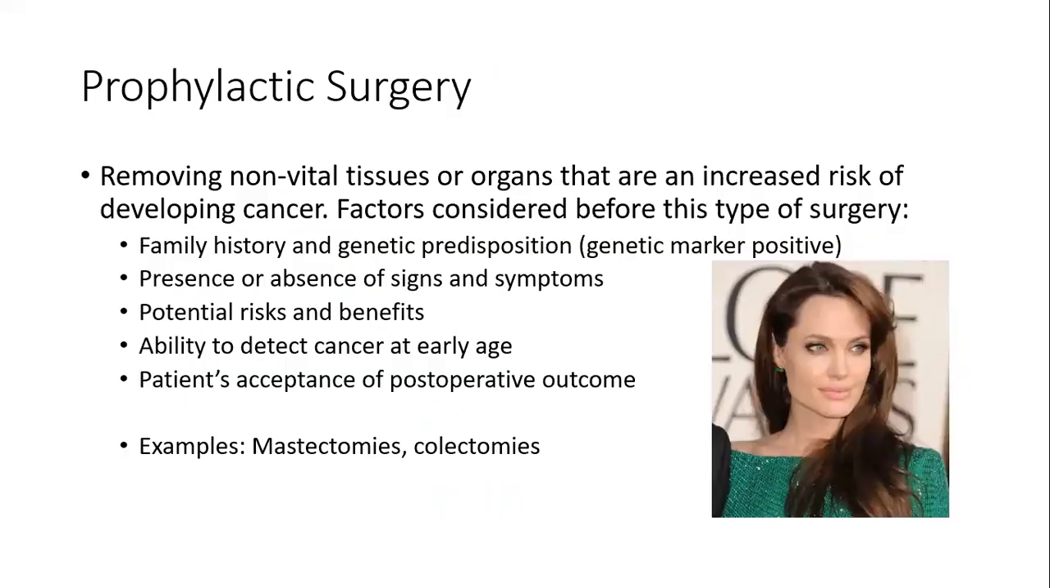All right, prophylactic surgery. This is removal of non-vital tissue or an organ that is at increased risk for developing cancer. Facts are considered before the type of surgery. This is when you have that genetic marker, like Angelina Jolie. She electively had both of her breasts removed because she had, I think, a BRCA gene for breast cancer. So she was going to get breast cancer, if not now, then later in life. So she did the elective surgery to have both her breasts removed.